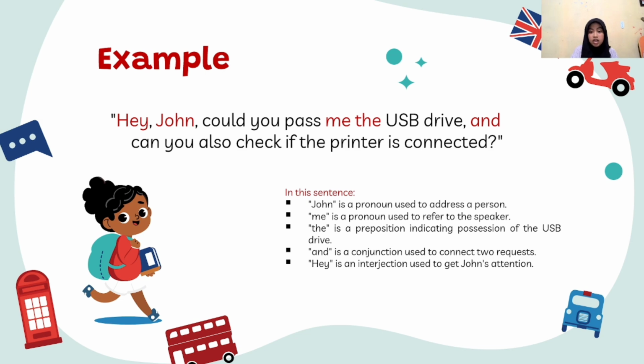In this sentence, John is a pronoun used to address a person. Me is a pronoun used to refer to the speaker. The is a preposition indicating possession of the USB drive. And is a conjunction used to connect two requests. Hey is an interjection used to get John's attention.